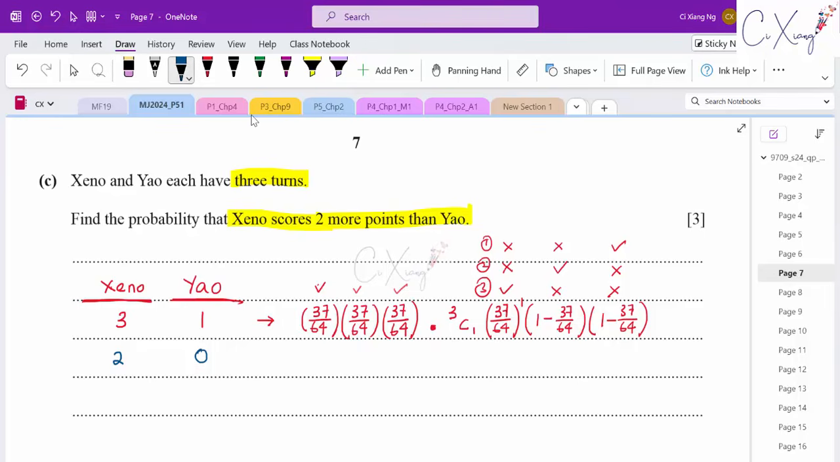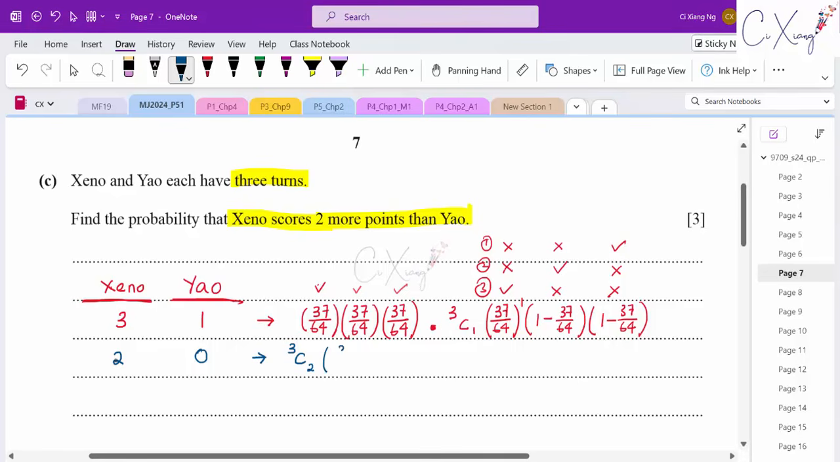So let's have a look at the second case. For the second case here, now Zeno scores 2 points out of the 3. Again, like what I told you just now, if you want, you can treat it as a binomial distribution where you have 3 games, or 3 turns, in total, out of which 2 games will score a point. So that means you have 37 over 64 power 2, which is P power 2, multiplied with Q power 1.